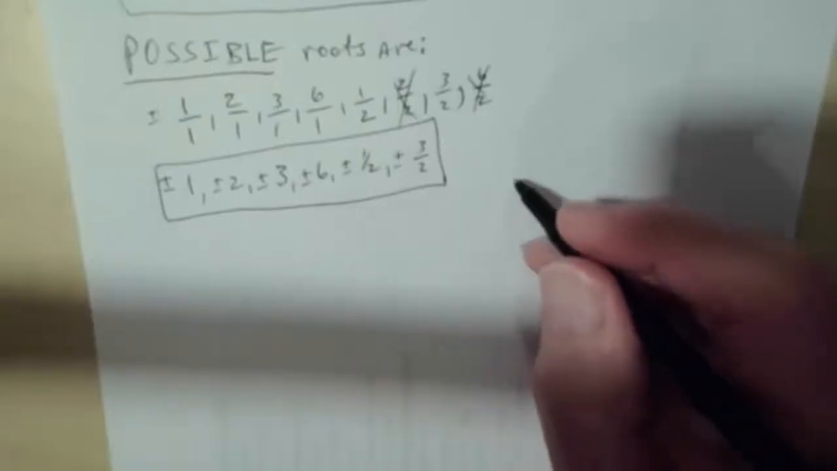Now remember, these are the possible roots. They don't necessarily mean that they are the roots. Those are just possible ones. Now we use these using synthetic division to find out if they are in fact factors.